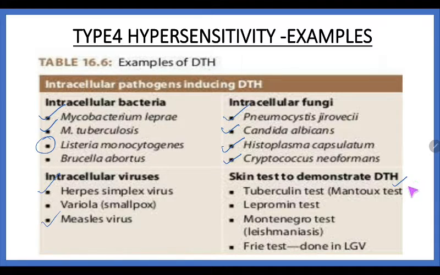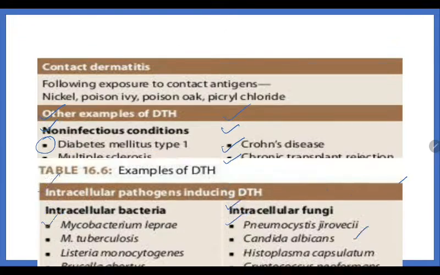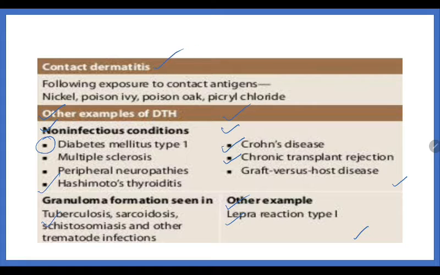We already said the Mantoux test is a prototype test for type 4 hypersensitivity reaction, as well as the Lepromin test, which is for leprosy. Then the Montenegro test for leishmaniasis, and the Frei test is done for LGV, that is lymphogranuloma venereum. All are type 4 representative reactions. Other reactions could be contact dermatitis, Hashimoto thyroiditis, Crohn's disease, and one important thing, that is sarcoidosis.